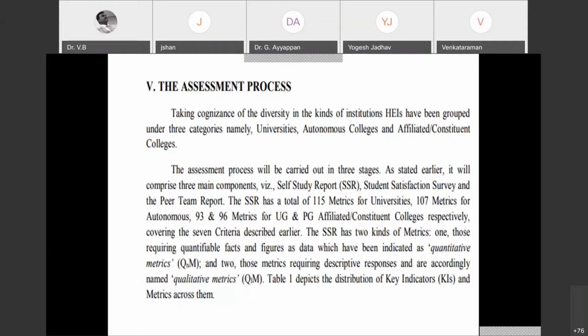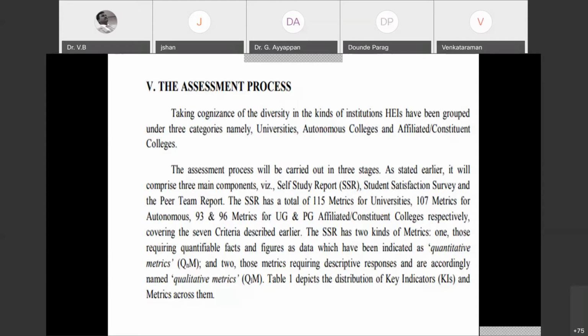Briefing the entire assessment process, NAAC says that the assessment process will be carried out in 3 main components. One is the preparation of the self-study report, which also includes a student satisfaction survey, and the third is the peer team, that is the inspection team report. And the SSR has a total of 115 metrics for universities. For autonomous colleges, it is 107, and for affiliated institutions, it is 93 for UG and 96 for PG. And these come under the 7 criteria.